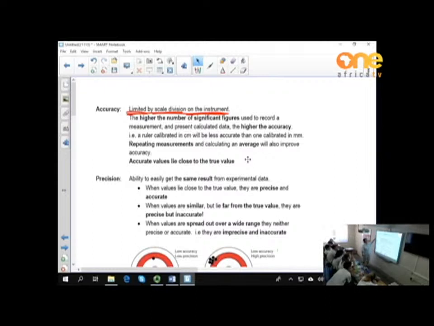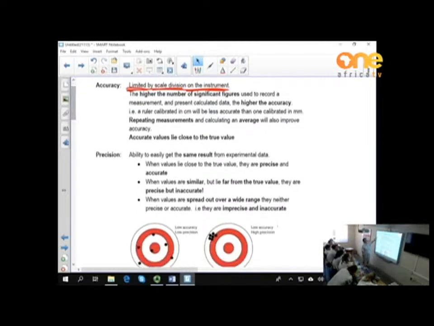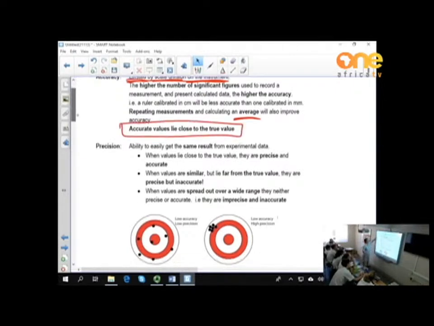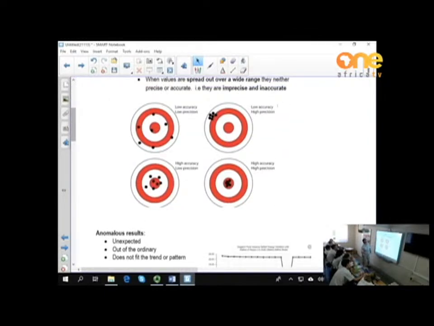A ruler calibrated in centimeters will be less accurate than one calibrated in millimeters. I mean, that's logical, no? Repeating measurements and calculating an average will also improve accuracy. Accurate values lie close to the true value. Here I've got a bullseye. If I am trying to hit the bullseye of the target, that's the true value. If I am accurate, all my shots hit the bullseye. It hit the true value. It's as close as possible to the true value as it can get.